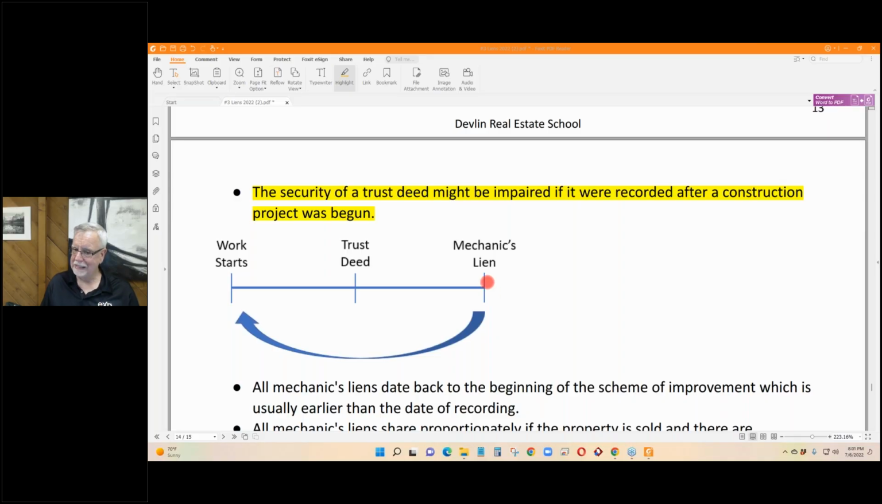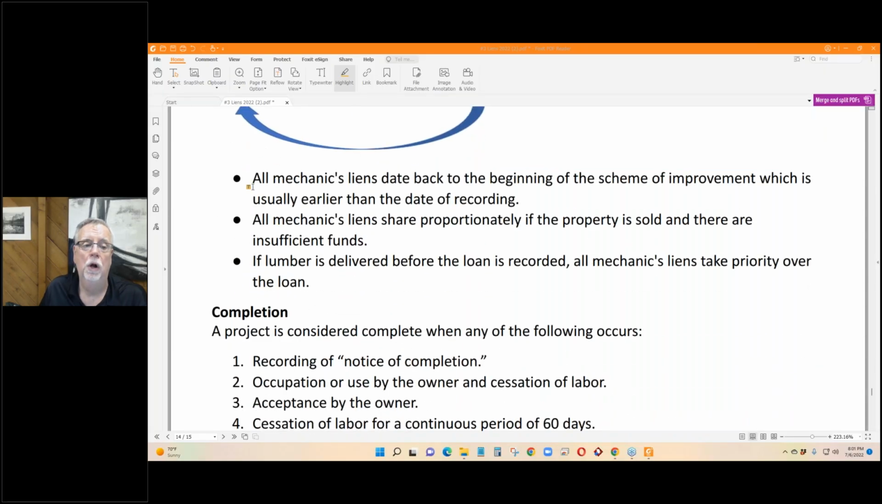If a mechanics lien is later recorded, the mechanics lien relates back in time to the day the work began. So even though the trust deed is recorded before, the mechanics lien has priority because the work began earlier. All mechanics liens date back to the beginning of the work of improvement. All of them do. Well, what about people that worked in the middle of the project? The person who put in the hardwood floors. All mechanics liens date back to the beginning of the work of improvement.